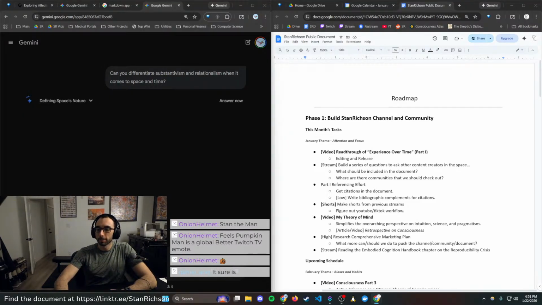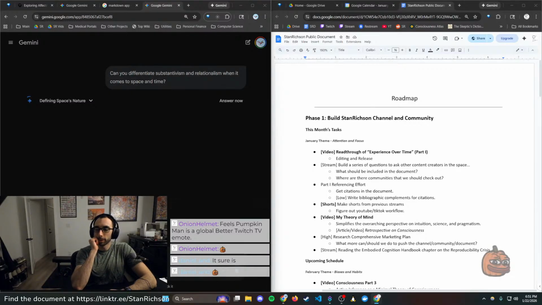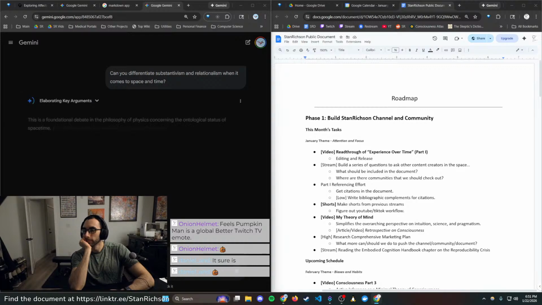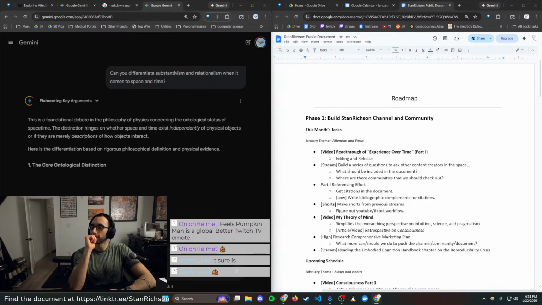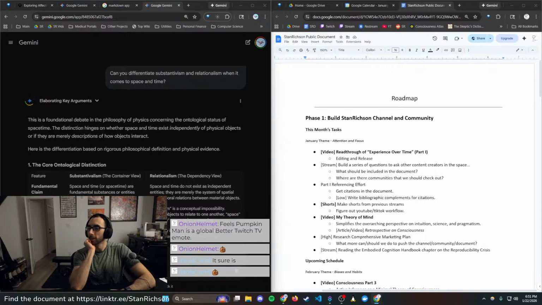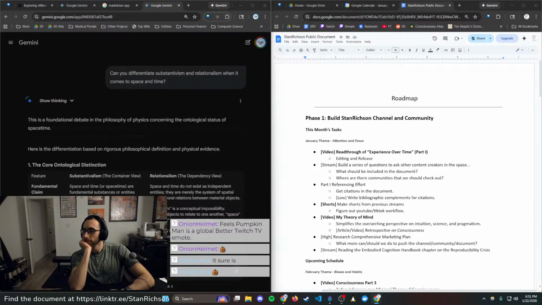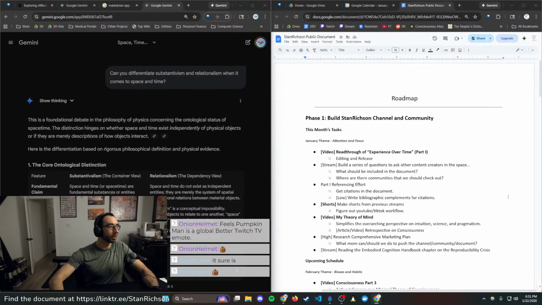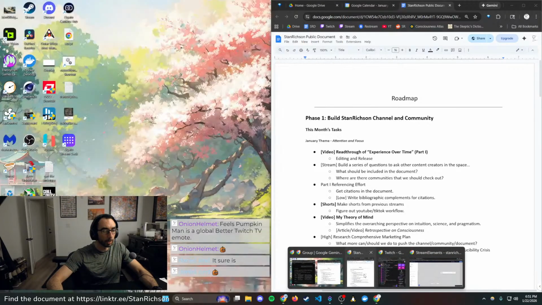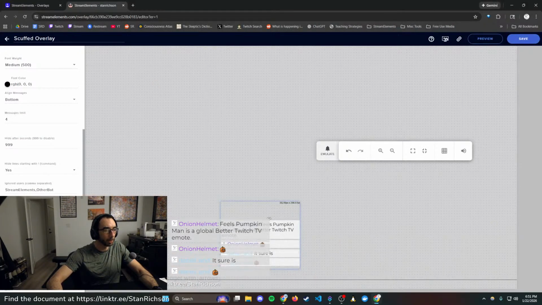Feels Pumpkin Man is a better Twitch TV emote. Nice. This doesn't really look great though. Wonder if it should be off-white. Off-white, not opaque at all. I'm sorry, completely opaque.